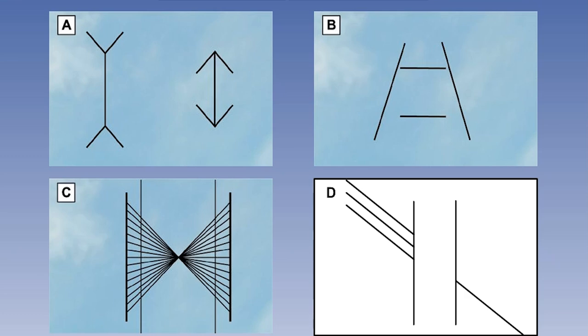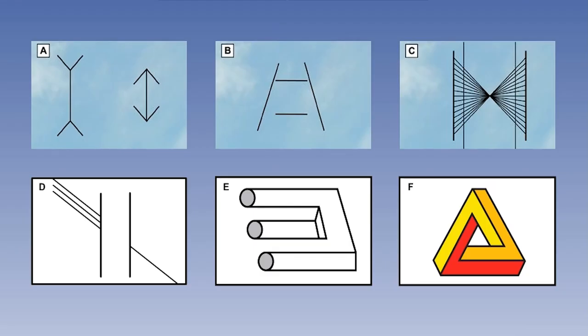In image A, the center lines are in fact the same length, as is the case in image B. The single lines in image C are straight, despite the appearance that they bend. In image D, which line passes through the two vertical lines? Images E and F can be visualized, but they could not be constructed in real life.